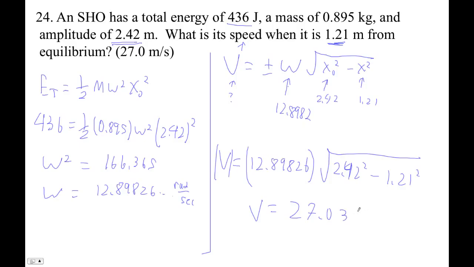27.03 meters per second. The velocity is either positive that or negative that. Can't really tell because all we're given is a position. It could be going to the right or the left. The only time you know its velocity for sure given a position is if it's at amplitude, right? The velocity is 0.